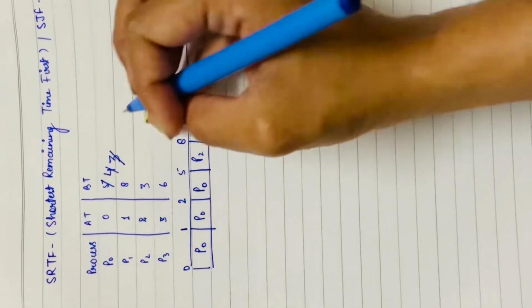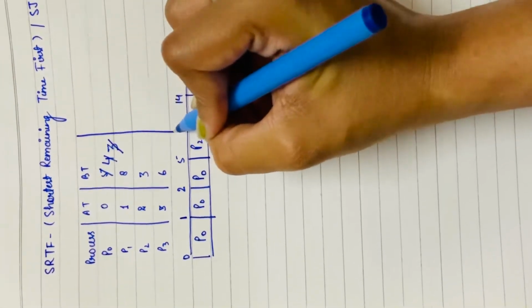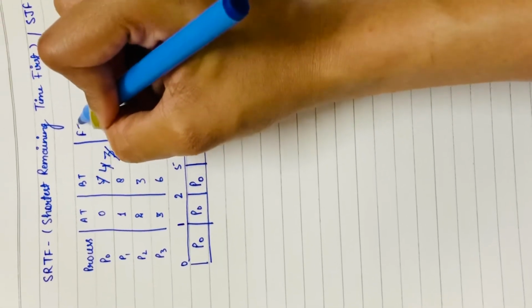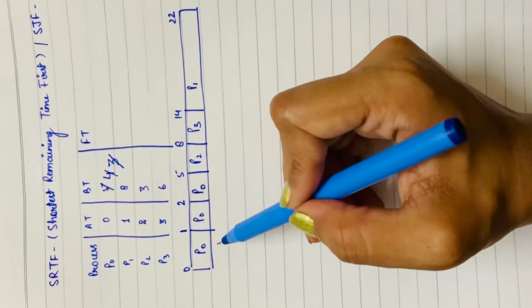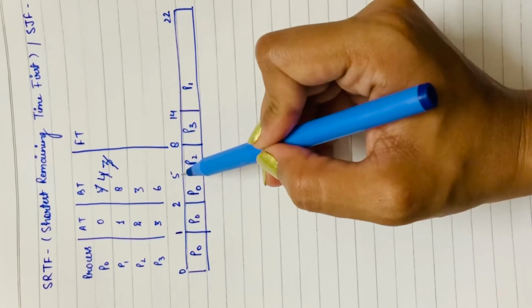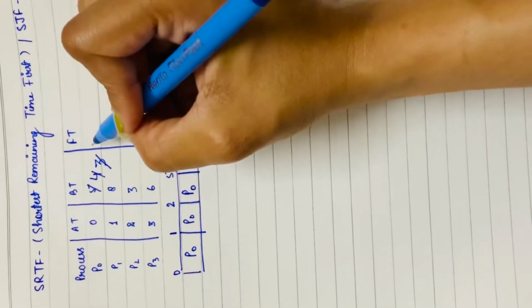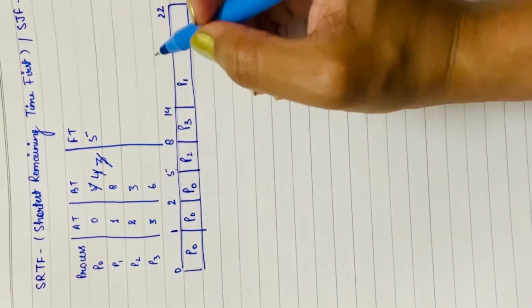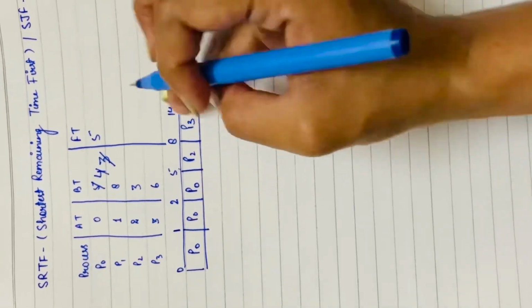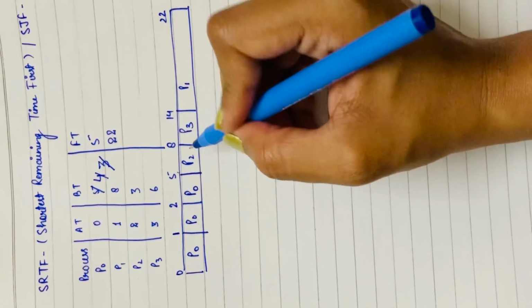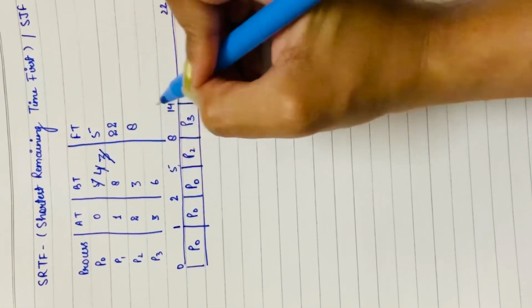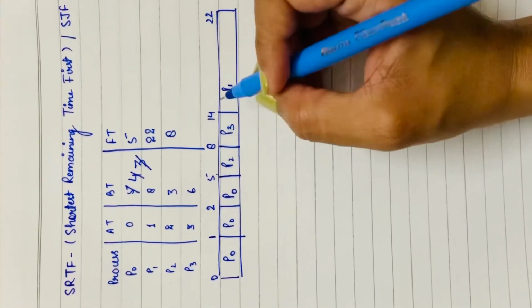After preparing the Gantt chart, we'll have to find out the finish time. So the finish time for process P0, which has completed its execution, is 5. For process P1 it is 22, for process P2 it is 8, and for process P3 it is 14.